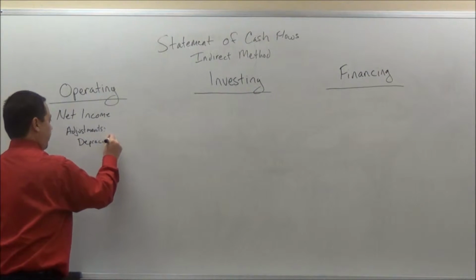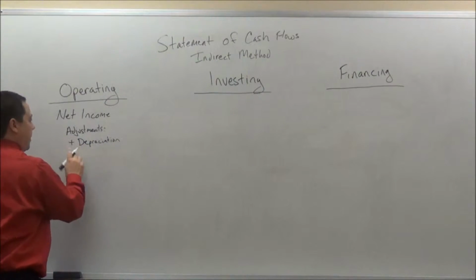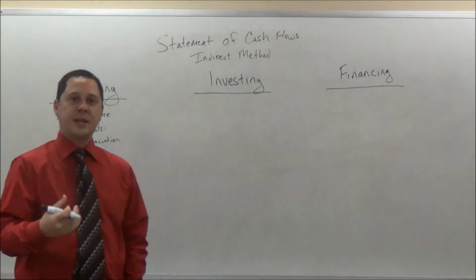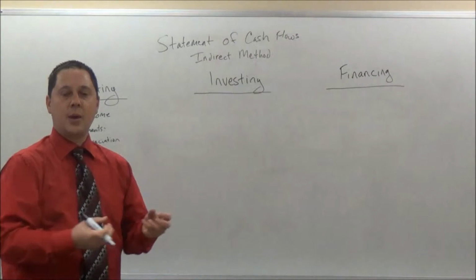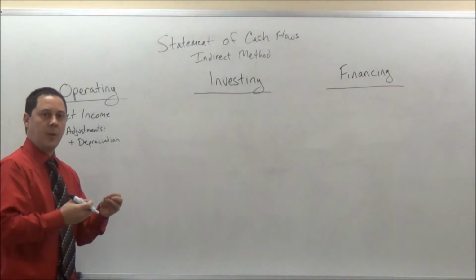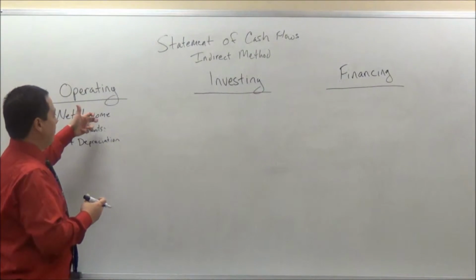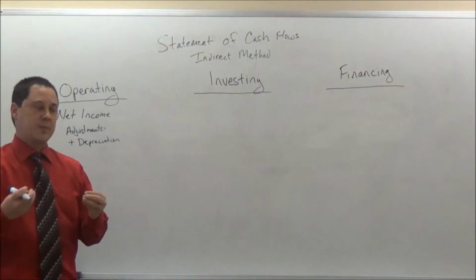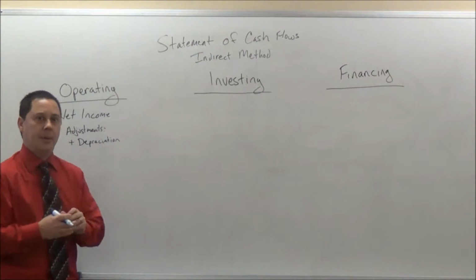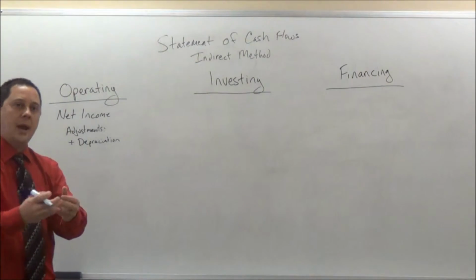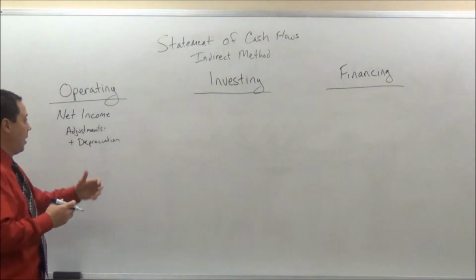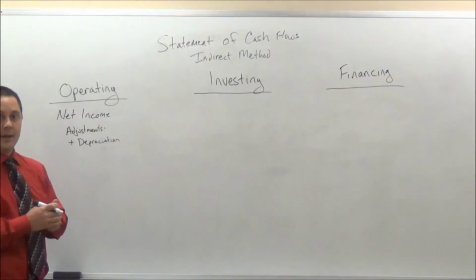Now depreciation, if you think about it, we're going to add that back in. The reason we're going to add that back in is that we're taking depreciation away from our net income. Our net income would have been higher if we had not taken depreciation expense. And this is a non-cash item. Basically, we have taken away some of our income, and so we want to add that back in.